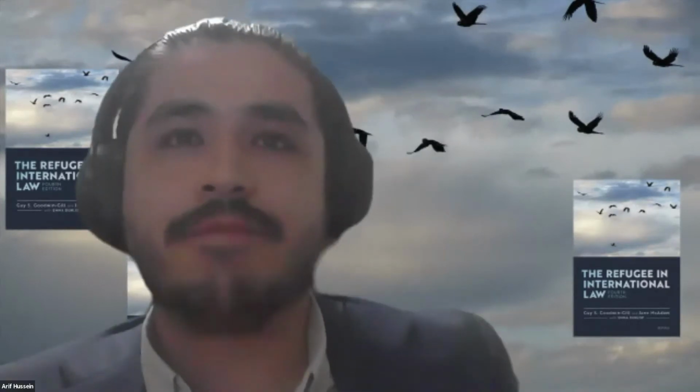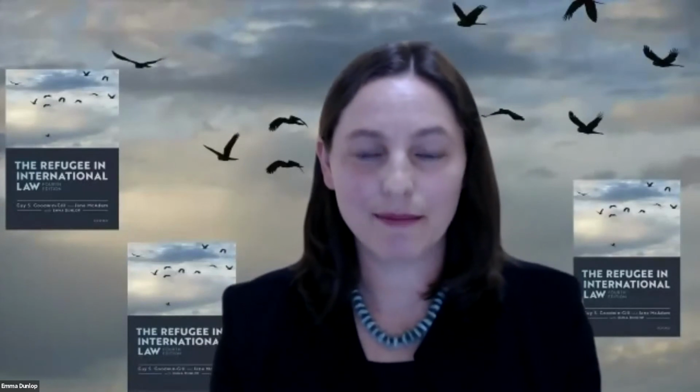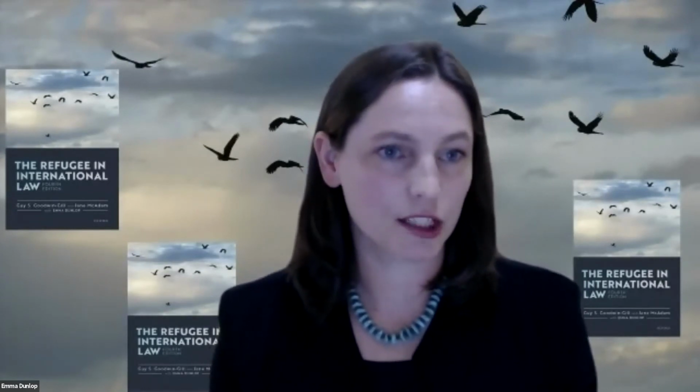Right. Emma? Yes, just one comment. I think this is also a good example of how there can be creative developments outside of the Refugee Convention to expand the scope of protection that can be afforded to individuals, without necessarily going back into the text of the Convention and having the prospect of amendments to the Convention itself. So keeping the Convention as a coherent document, but yet allowing states to go further in their own regional instruments.